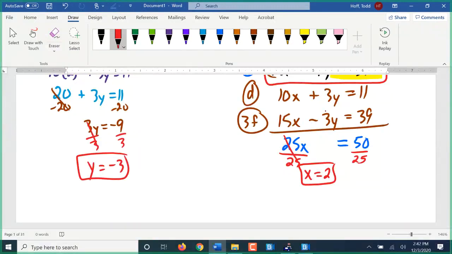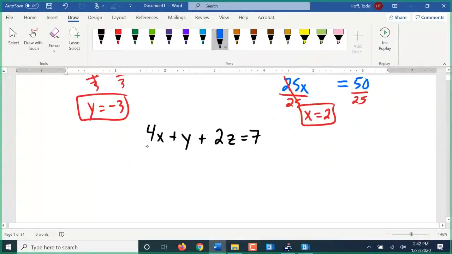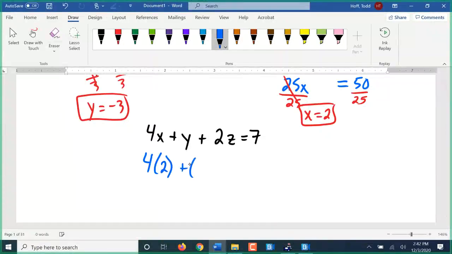Now we have to find z. We've got to go back to one of the original equations. I'm going to go back to 4x plus y plus 2z equals 7. I just picked one of the three. This one is where z is positive, so it might be a little easier to solve. So I put 4x becomes 4 times 2, plus y is going to become a negative 3, plus 2z, equals 7. 4 times 2 is 8.